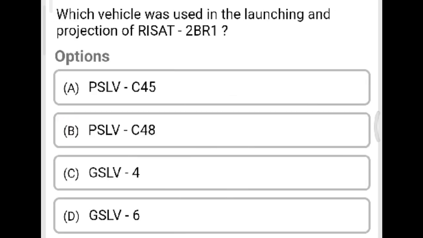Next question, which vehicle was used in the launching of projection of RISAT 2BR1? Option A PSLV C45, option B PSLV C48, option C GSLV 4, option D GSLV 6. The correct answer is option B PSLV C48.